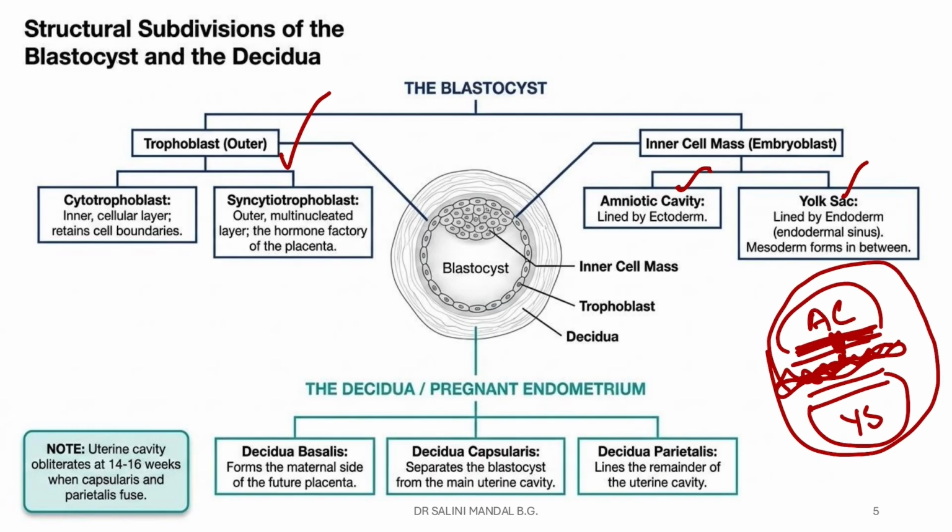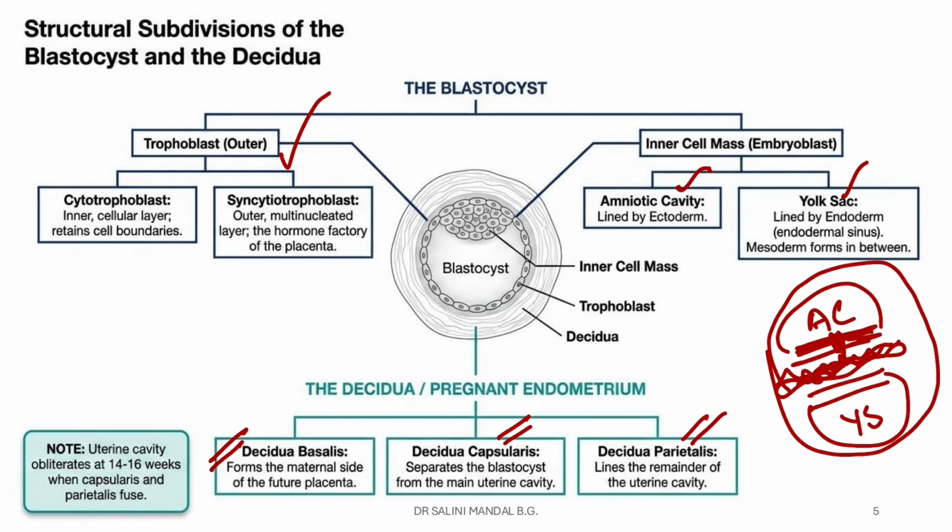Now coming to the decidua as such, or you can say the pregnant endometrium. That is what we call the decidua. This particular decidua is of 3 layers. We call it the decidua basalis, then we have the decidua capsularis, and then the decidua parietalis. Okay, so decidua basalis is the one which forms the maternal side of the future placenta. Maternal side of the future placenta. Okay, now what is decidua capsularis? That separates the blastocyst from the main uterine cavity.